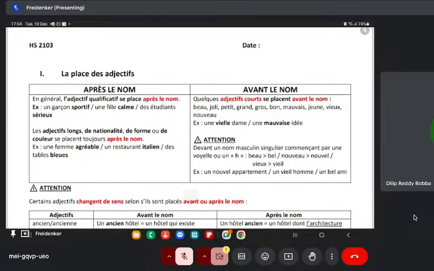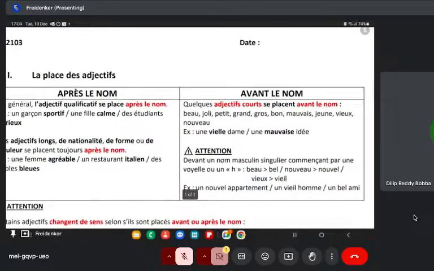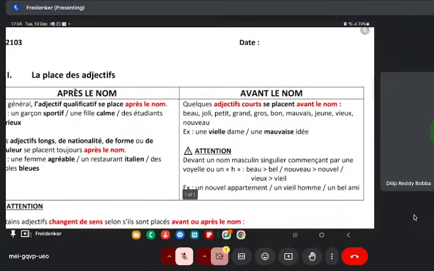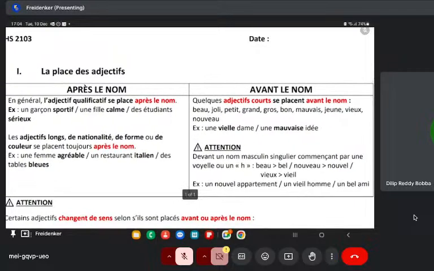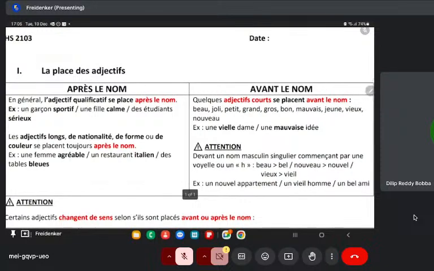Before the noun is very rare, so we will see. Before the noun, it's like very rare. So not very rare, but rare, but not very rare. Une femme agréable is pleasant, pleasant woman. Okay, fine. Agréable is pleasant, so maybe you're pleasant to deal with or something. Restaurant italien, nationality, so it comes after the noun. Des tables bleues, so it's describing the color. So color of the table. So des tables bleues.